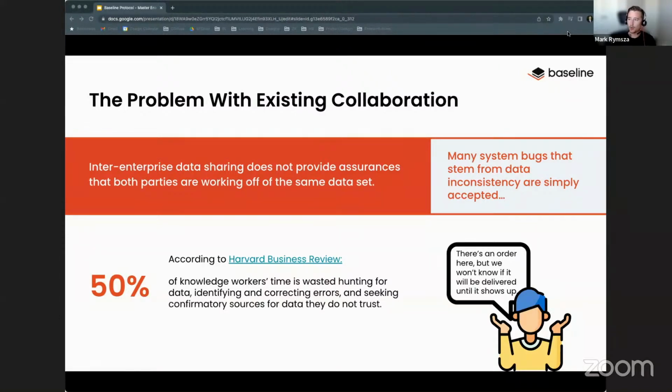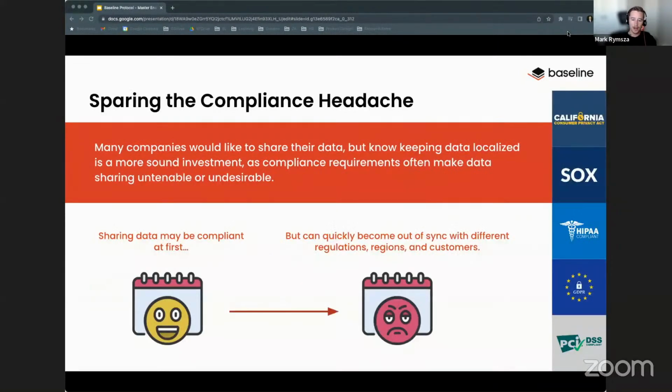And that's what we want to enable companies to do. We want to enable companies to trust the people that they work with, or not even have to worry about that side of the equation, not even have to worry about trust. And I mentioned this a little bit before, but even beyond all those other issues with data sharing, you have to worry about the compliance headache that you run into.